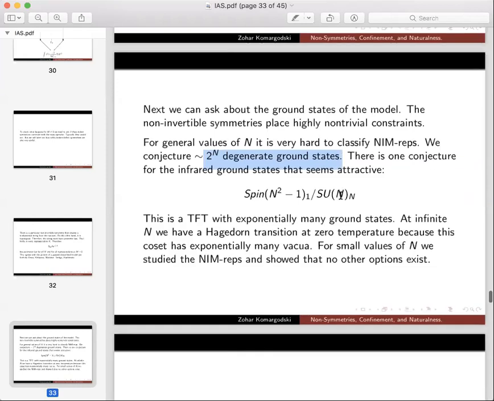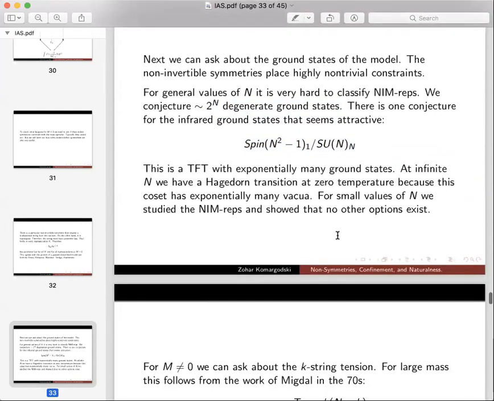This is bizarre. And we also made a proposal for a topological field theory that describes this huge degeneracy. This is a particular topological theory. It has zero central charge. We actually proved that this is the answer for small values of n, but not in general. The fact that there is a huge number of ground states is guaranteed.